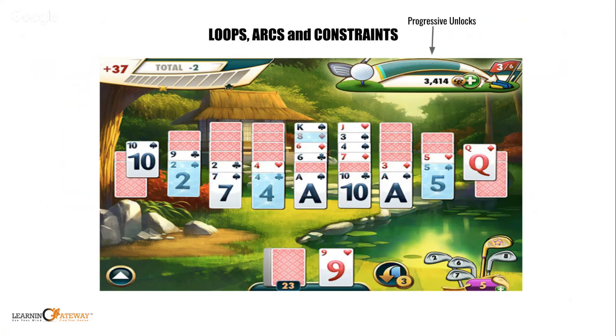But what the game is also trying to get you to do, or is rewarding you or encouraging you to do, is to have a streak, right? To be able to pull a number of cards from the top before you have to pull from the deck. And if you do that successfully, this progressive unlock is actually keeping track of the streak of cards you pulled from the top before you had to pull from the deck.